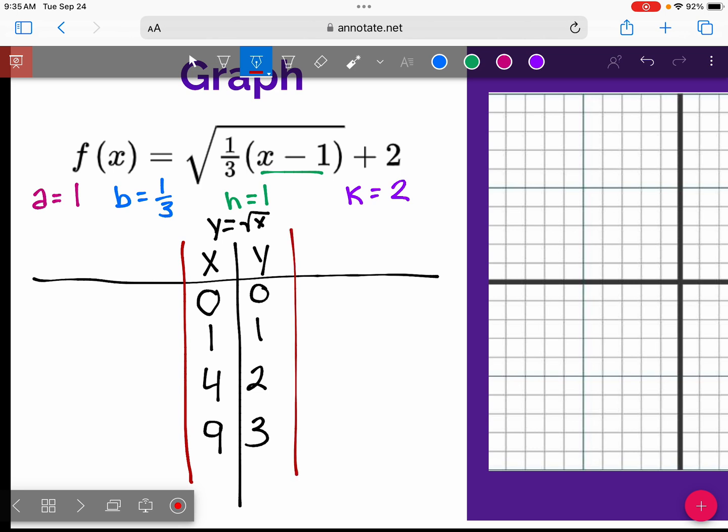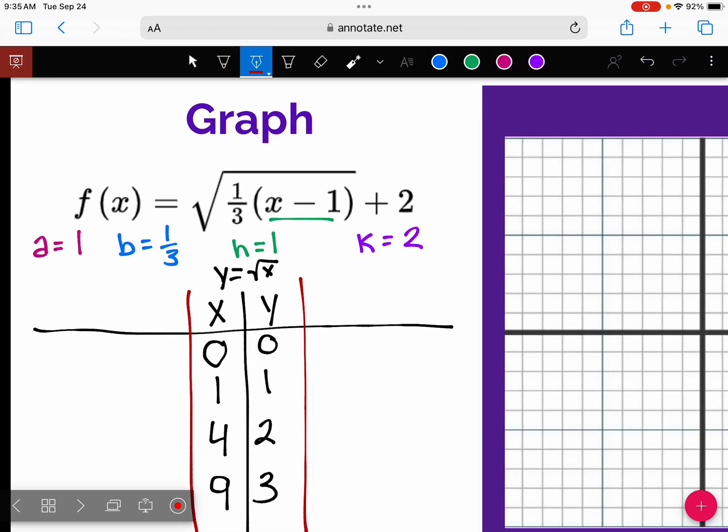So we're going to do our transformations to the outside. What's up? Without any A, H, K, or B. So you just ignore everything else? Yes. That's how we find the parent. That's our starting position. And then we apply our transformations.